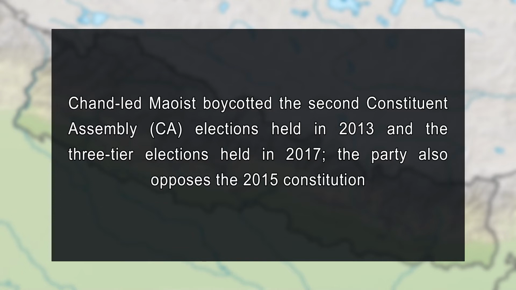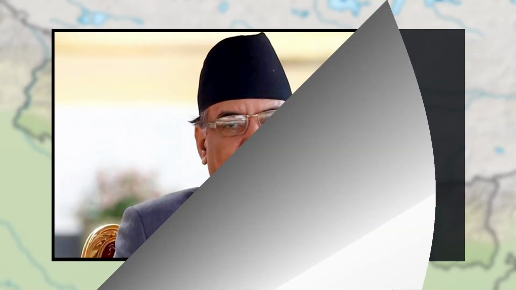Former Maoist cadres who were against embracing the multi-party democracy and the integration of combatants supported Chand. His party boycotted the second Constituent Assembly elections held in 2013 and the 3-tier elections held in 2017. The party also opposes the 2015 constitution. The Chand-led Maoists say that Prachanda abandoned the key agenda of the Maoist movement, and Chand claims his goal is to fulfill the remaining agenda of the Maoist revolution.